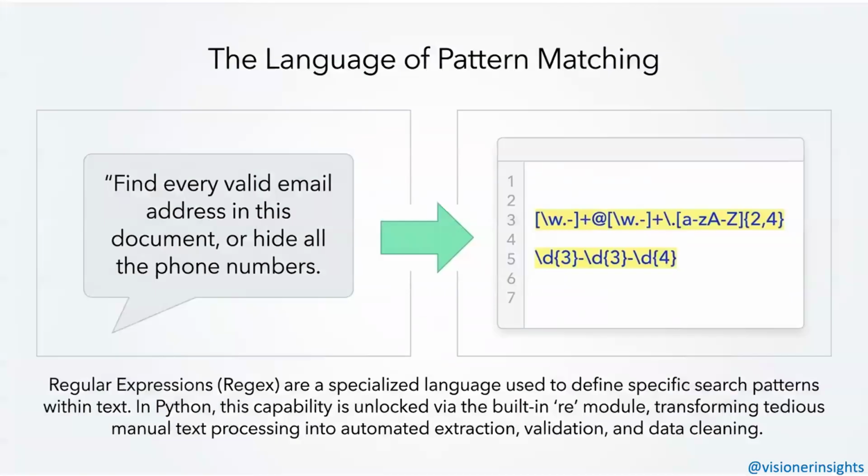Section 1, what is Regex and why is it necessary? So, Regex, which is short for regular expressions, is essentially the language of pattern matching. Think about a prompt like, find every valid email address. As humans, we instantly recognize what an email looks like, but a computer needs a precise map. Regex translates our plain text requests into a specialized language that defines specific search patterns. By tapping into Python's built-in re module, we completely transform tedious, manual text processing into instant, automated extraction. It's a real game changer.